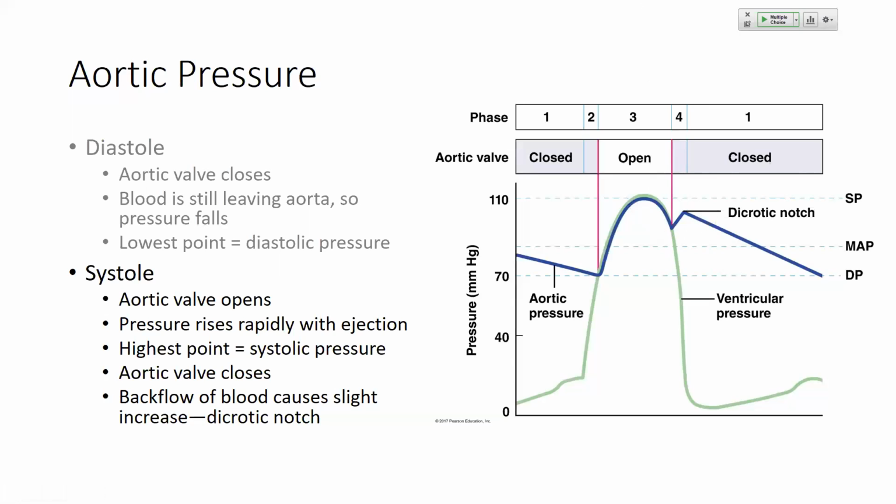And it's a reflection of the backflow of blood hitting against the back of that closing valve. So that sharp rise or spike in the pressure is representative of blood hitting the back of the closing valve.